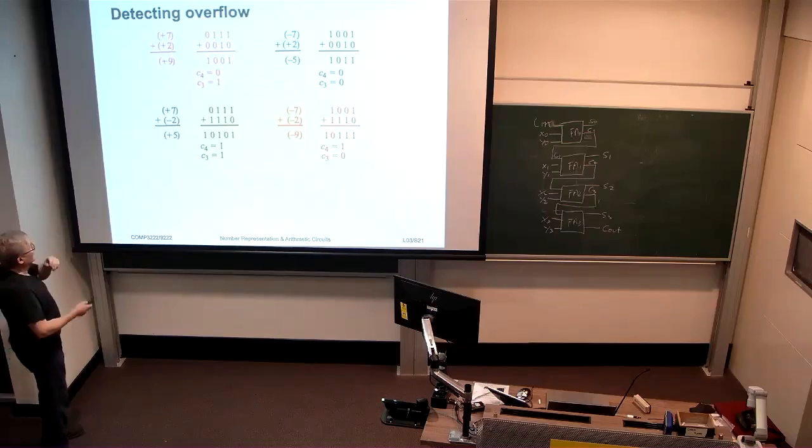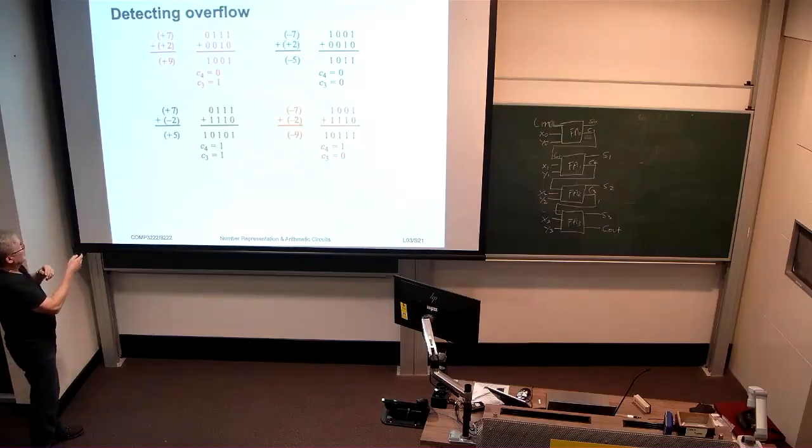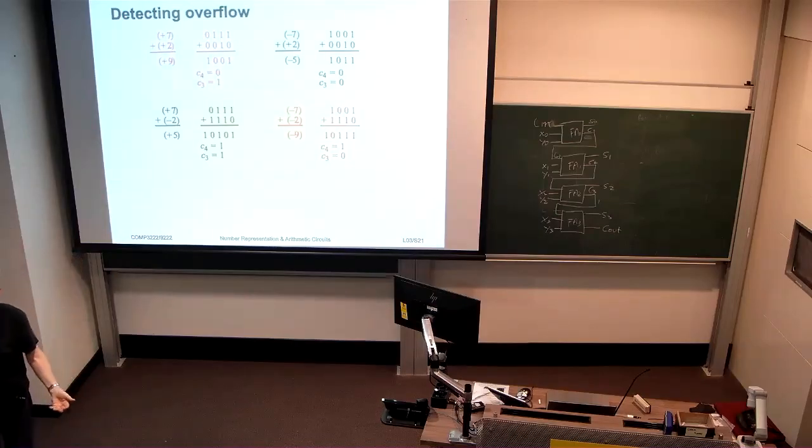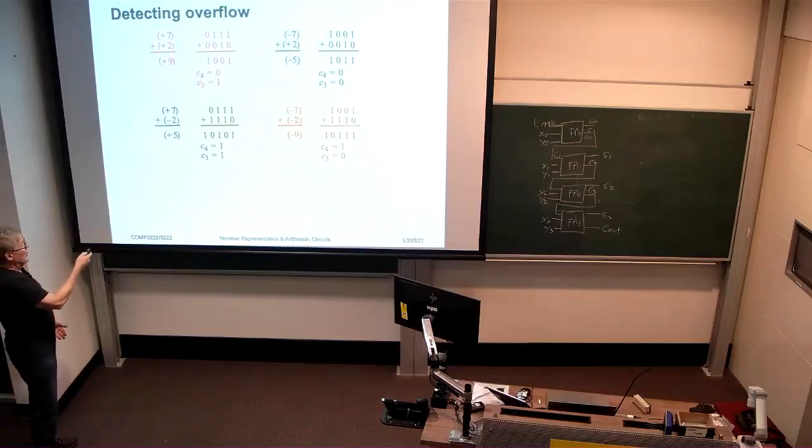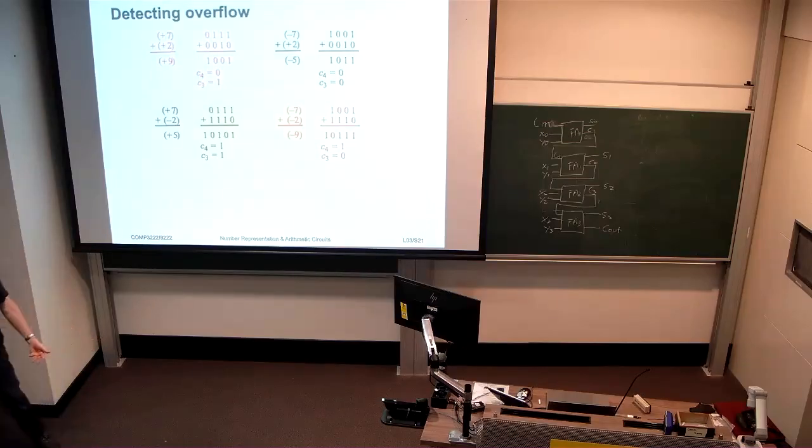Okay, how do you detect overflow? Well, when we add 7 to 2, that gives us 9 as the result. We can only represent positive 7 with a 4-bit value. So we know this negative value is an incorrect result, right? That's because we've had an overflow.